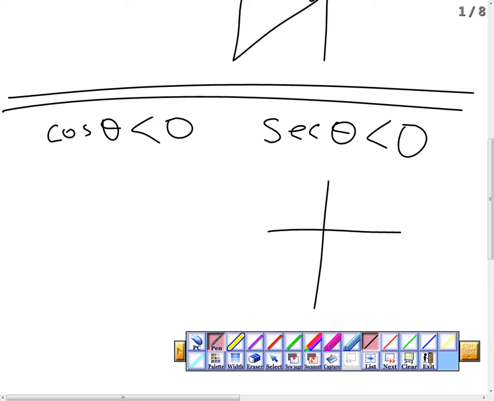Okay, Dylan, where would cosine be negative? 2 and 3, right. Cosine's like x. So that'd be quadrants 2 and 3. Secant, how about that? Also 2 and 3, right, because it's the same. Secant is the reciprocal of cosine, so it's the same. So the answer here would be quadrants 2 or 3. We don't know because it could be either one. Okay, good. All right, questions with that?